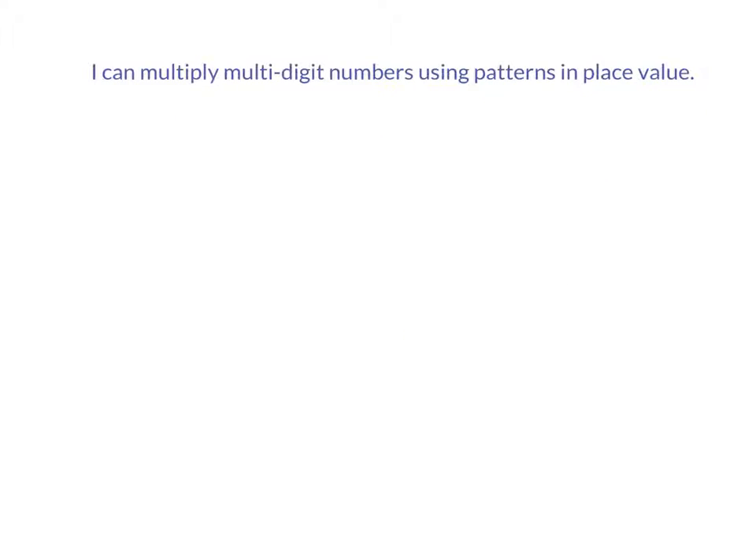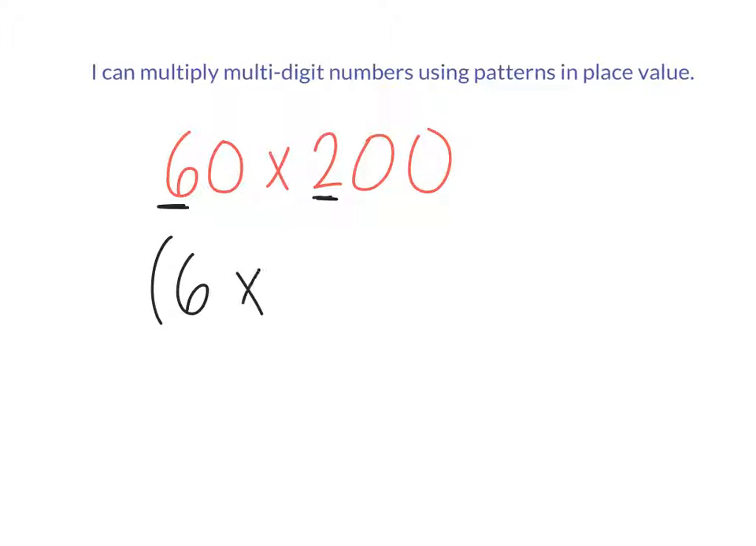So let's try a different problem. Let's say I have 60 times 200. The first thing I'm going to do is pull out my digits that are not 0. So I have a 6 times a 2. And I'm not done here because I know 6 times 2 is 12, but 60 times 200, that doesn't make any sense for it to be 12. So I can't just stop.